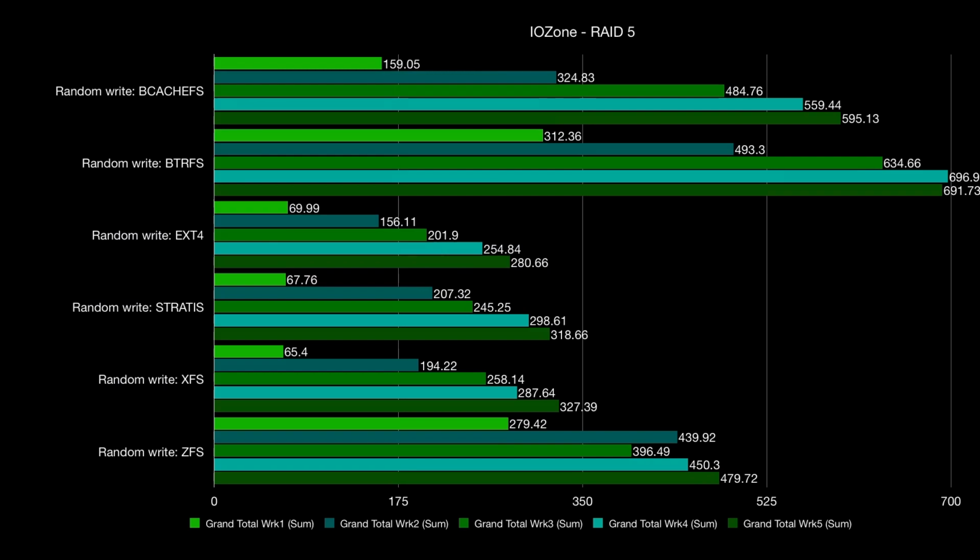RAID 5, this is believable. It's not as fast as I would hope, but again, these are writes. And then ext4, Stratus, XFS, those are not keeping pace, and ZFS kind of recovers a little bit, but not enough to make a difference here.